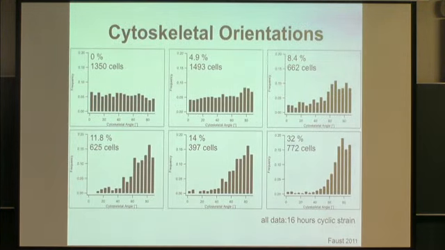Okay, now these are cytoskeleton orientations. You see here, this is the control and 5%. We come up with some thousands of cells that we study, so you get statistics with this technique, and you see at 5% strain you have a small effect here, at 8 it's very clear, and at 32 you have a huge effect of reorientation.